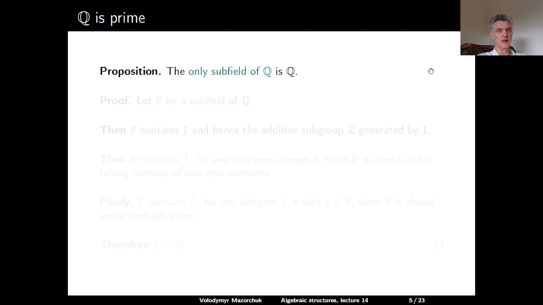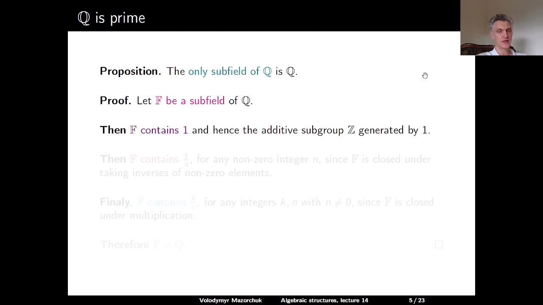So let's prove that the only subfield of Q is Q. Proof. Let F be a subfield of Q. Then, of course, F contains 1, the multiplicative identity element, and so it also contains the additive subgroup generated by 1. That's the group of all integers.